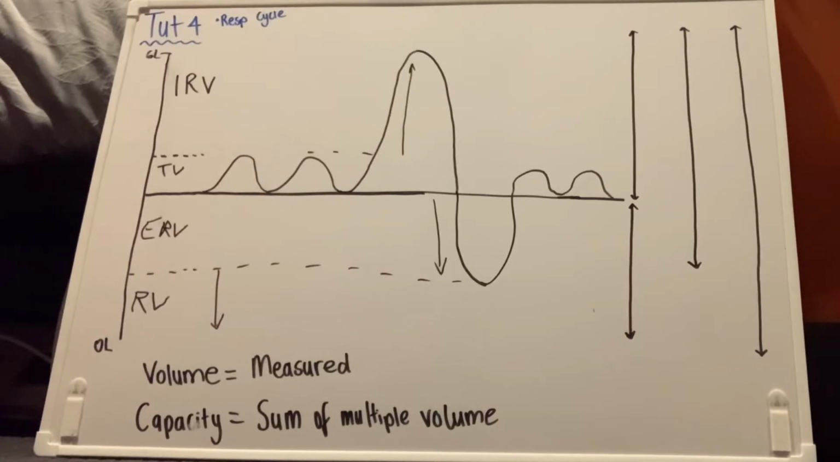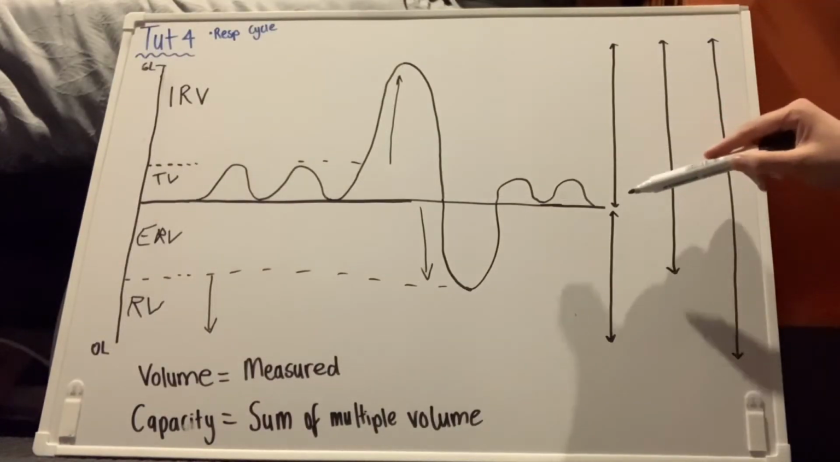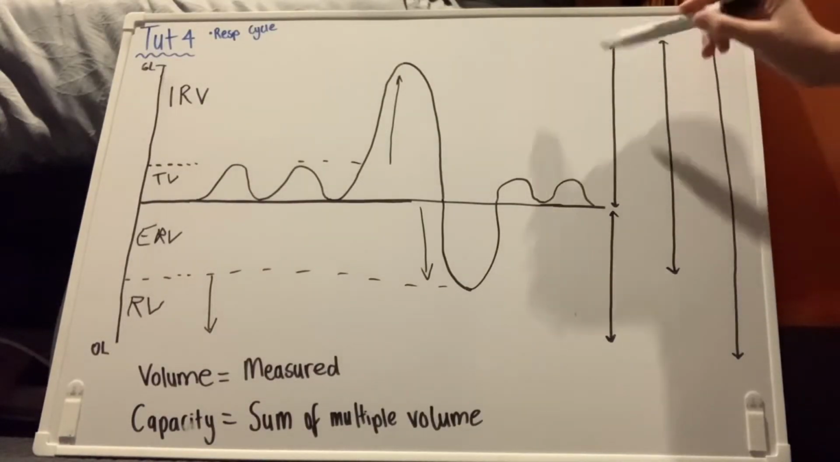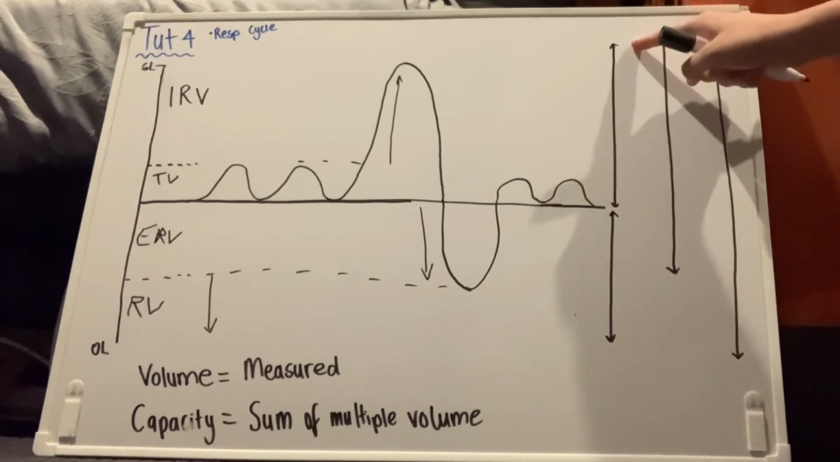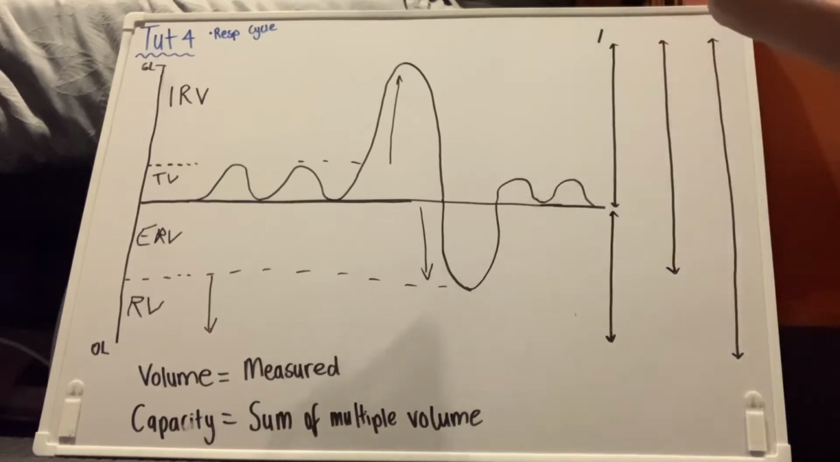So now I'll quickly go over to the capacity side and explain which ones there are. Now that we're over here, there is this line here that is from this middle line all the way up. And you call that your inspiratory capacity.